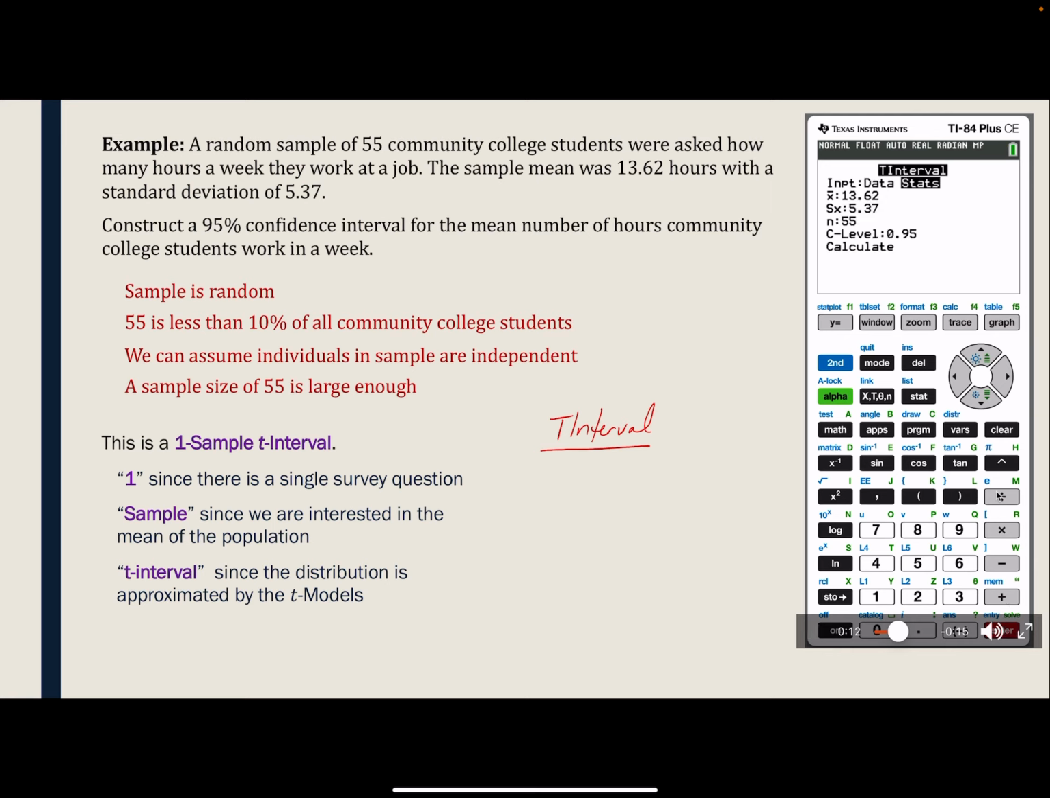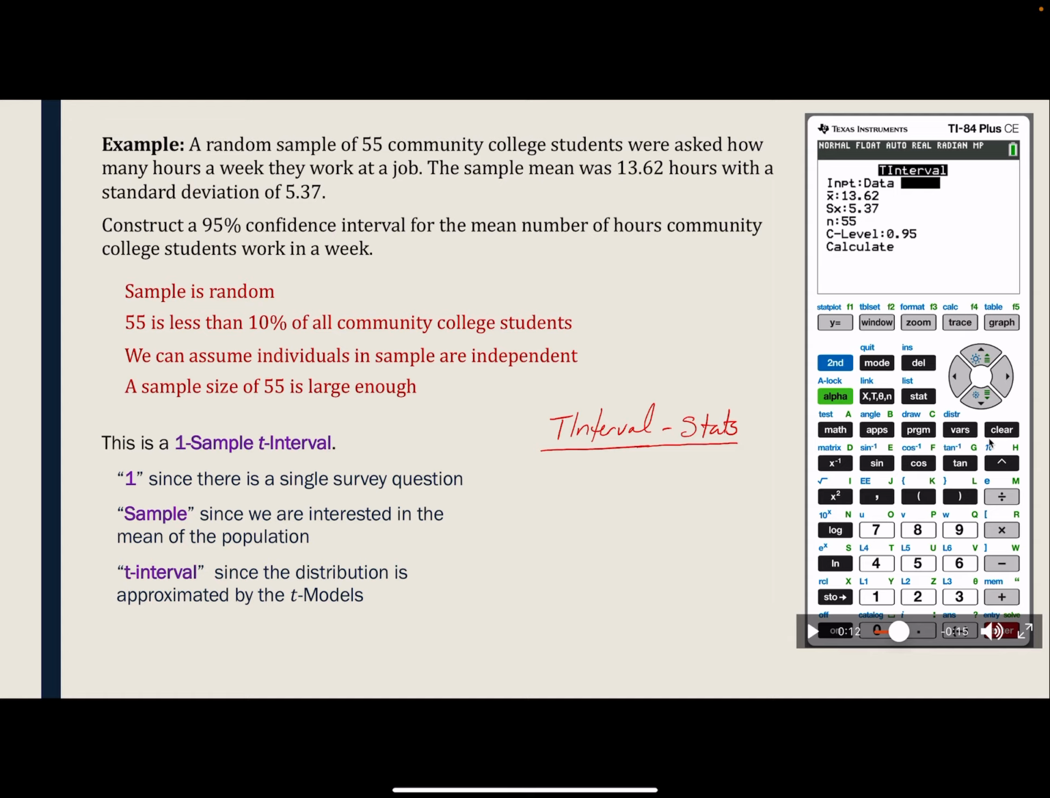So once you get there, we have the option of Data, or underneath this black square it says Stats. In this case, we're given the mean and the standard deviation, so we know the statistics of the sample. So we're going to choose Stats. And then to write out your work, you're just going to tell me what you entered for each thing.